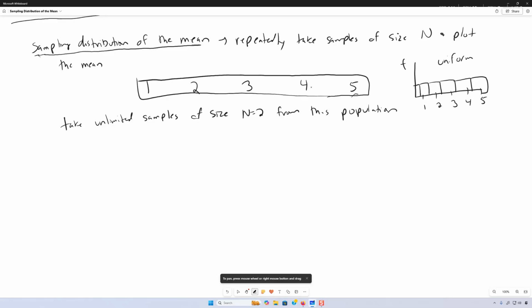So let's plot these samples. Now I know there are 5 scores, right? And if I take a sample size of 2 with replacement, the number of possibilities is going to be 2. Actually, I'm sorry. It's going to be 5 to the second power.